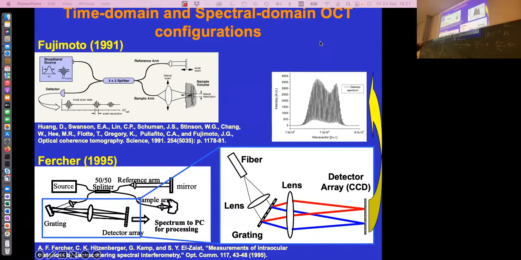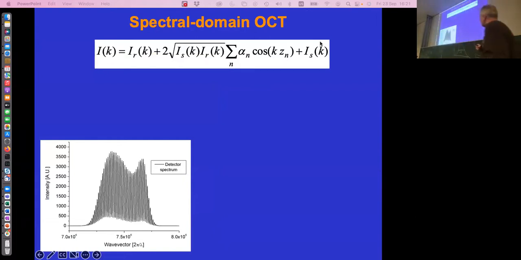There's a very simple method for that. This is the intensity that my detector measures. Intensity as a function of wave vector is the reference arm power at this wave vector, plus the sample arm power at this wave vector, plus this interference term, where Zn is the path length difference, basically delta L. K is 2 pi divided by lambda, so that's basically this expression multiplied by 2 pi. That's the phase of my interference pattern.